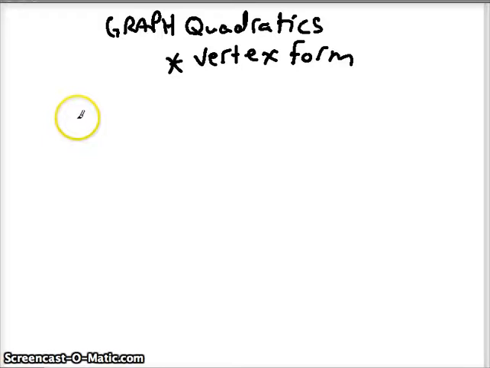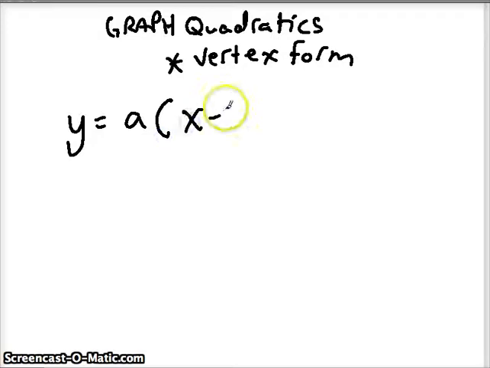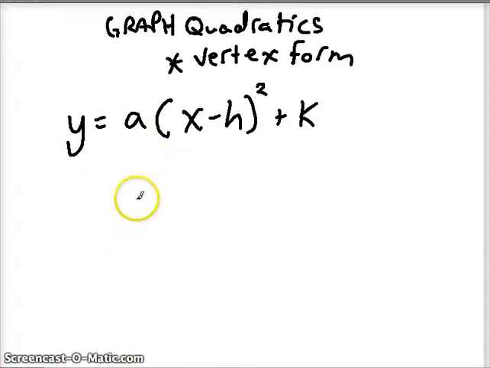So the generic version of this equation will look like this. And that reads y equals a times the quantity of x minus h squared plus k. So a will have a number, h will be a number, k will be a number, and y and x will stay as letters. So we can get into it in just a second here. Remember, a little review.